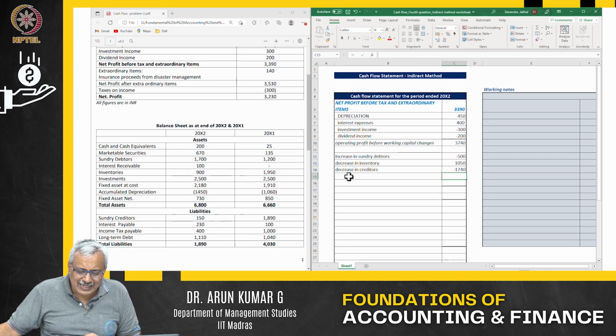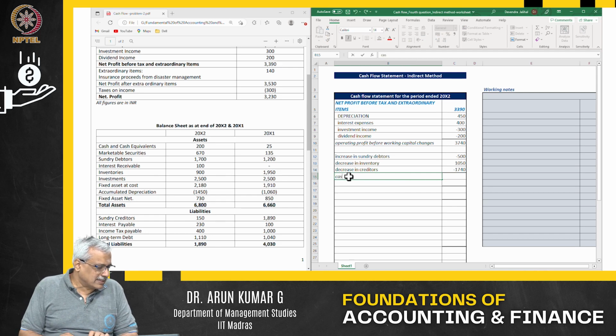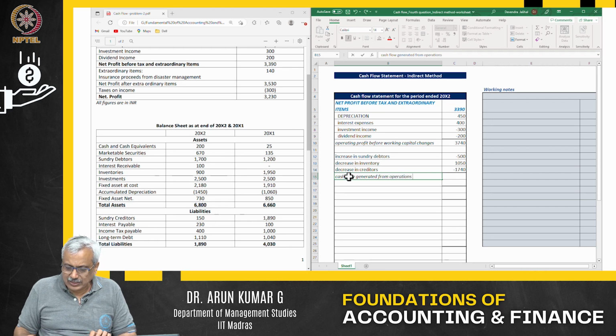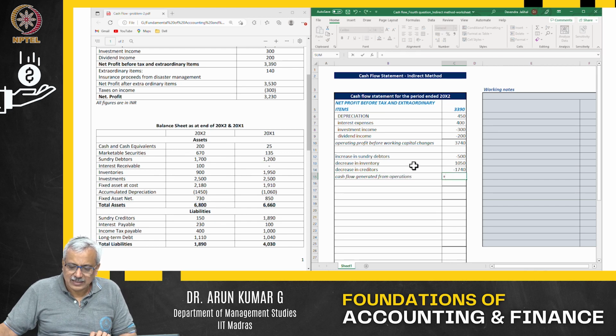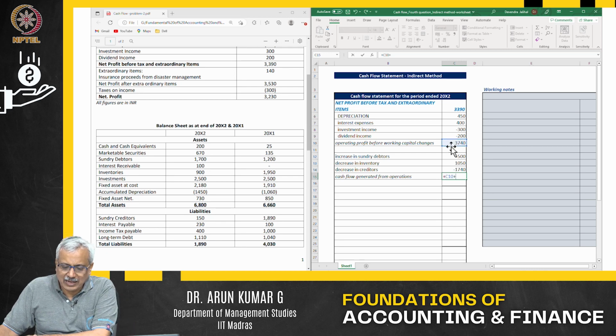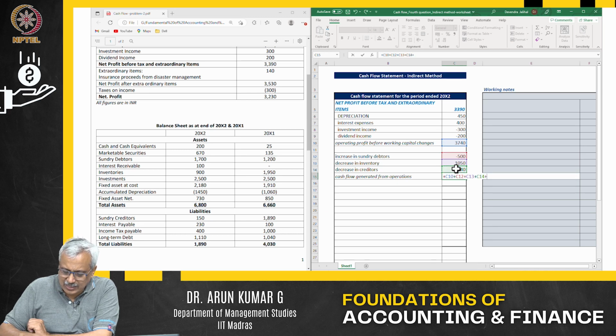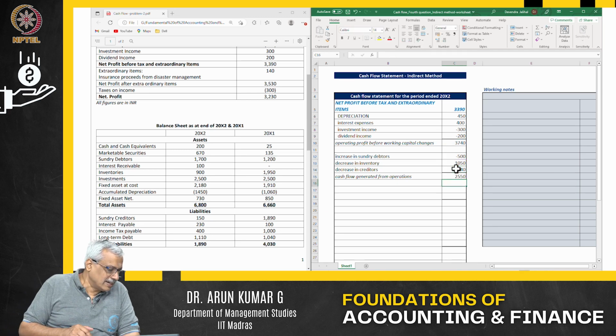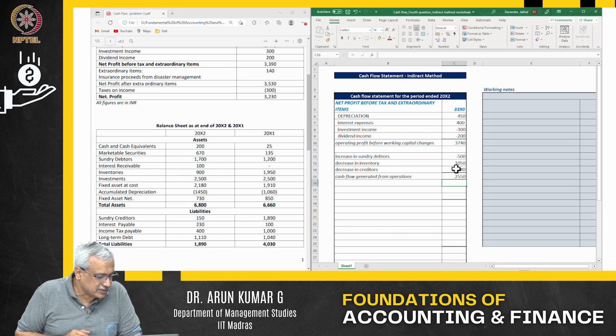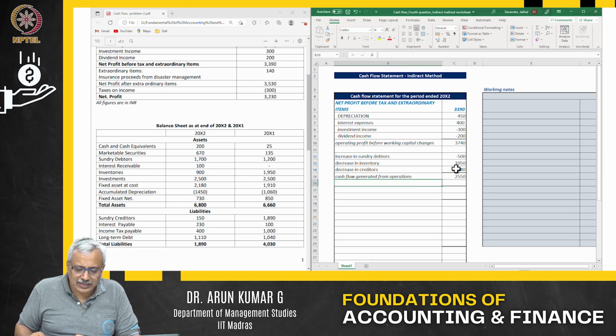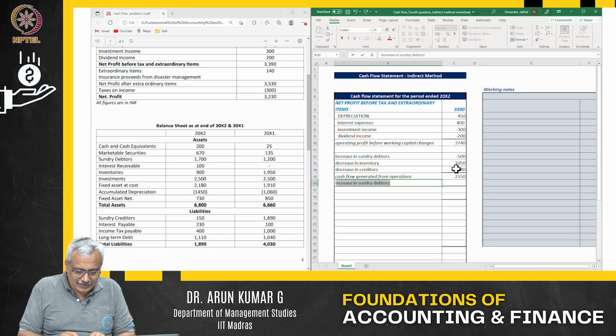So what is the net cash flow generated from operations? Total cash flow generated from operations is this, plus the change in working capital, plus the change in inventory, plus the change in creditors out there. That is the cash flow generated from operations. Next, in operations there is something called income taxes paid. Let me give this as explanation 1 out there.